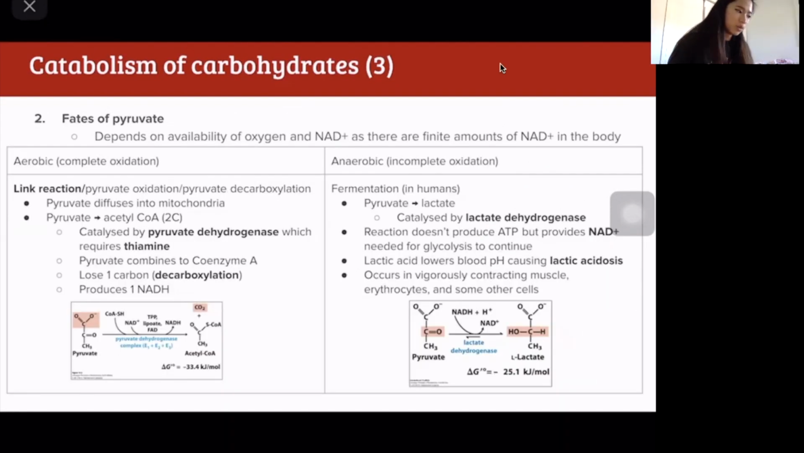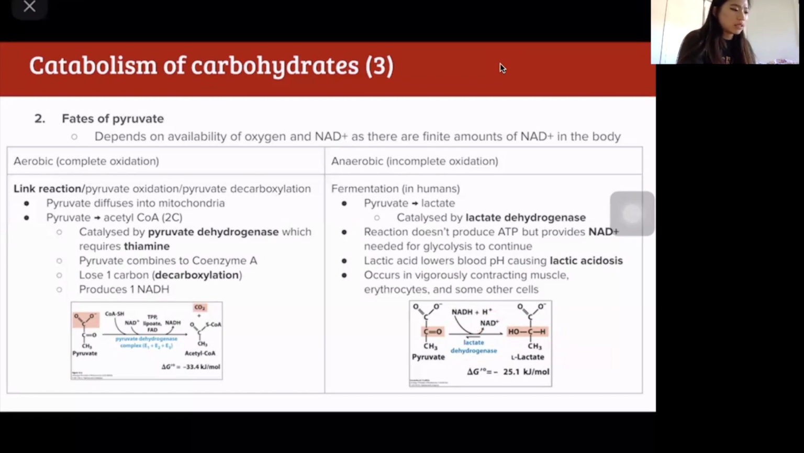All right, so now we're going to move on to the fate of pyruvate, and it's different depending on the availability of oxygen in the body as well as NAD+. I'm going to start with anaerobic, so that's where there's a lack of oxygen in the body. In humans, pyruvate is converted to lactate using the enzyme lactate dehydrogenase. This reaction doesn't produce ATP, but it contributes to energy in its own way because it produces NAD+, as you can see here, which is used in glycolysis. So it contributes to energy that way.